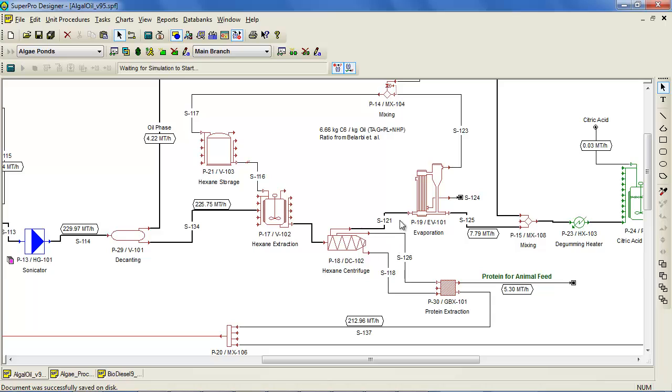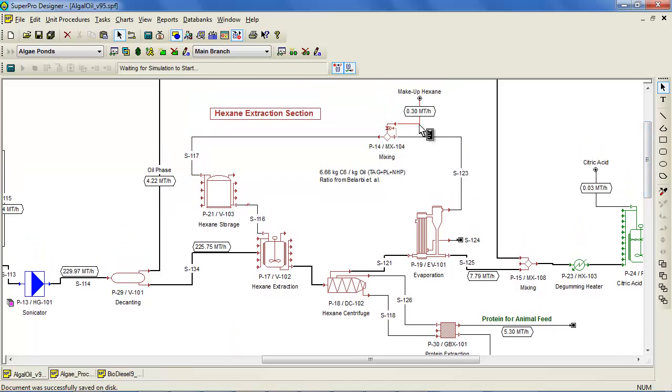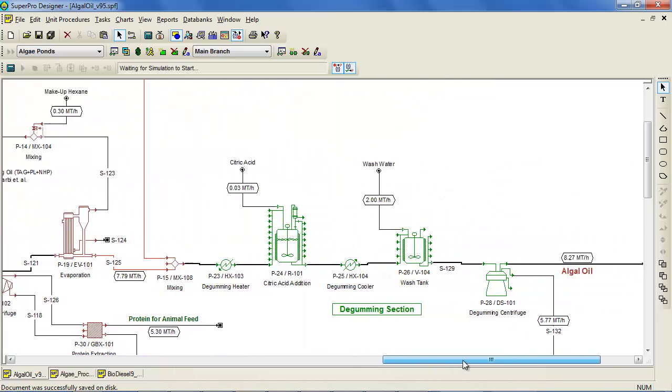The oil-rich organic phase which exits the centrifuge is sent to an evaporator. Here, most of the hexane is recovered and recycled back to a storage unit for reuse within the hexane extraction tank. A small amount of additional hexane is also added in order to make up for the hexane which is lost during the hexane centrifugation and evaporation steps. Meanwhile, the oil-rich phase coming off the bottom of the evaporator and the TAG oil phase from the decanter unit are combined and sent to the degumming section for further processing.